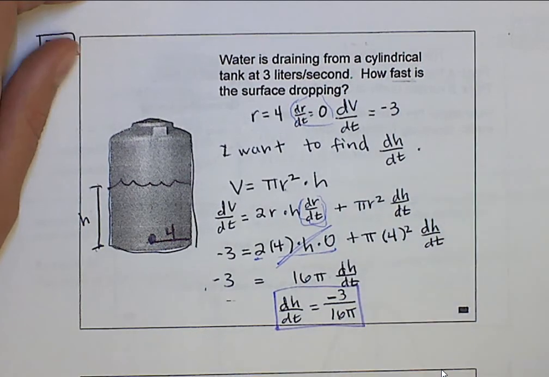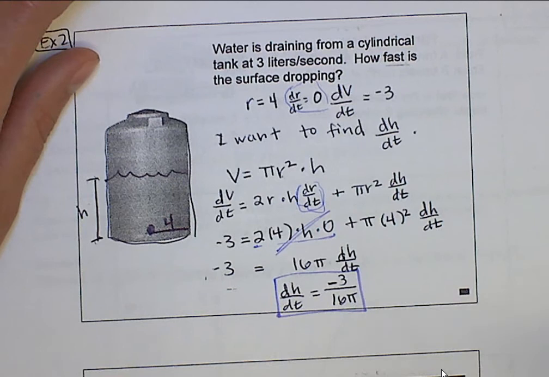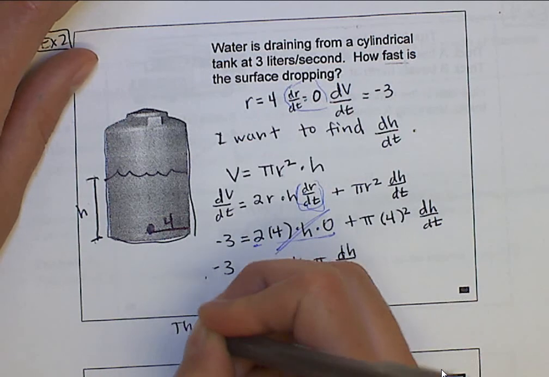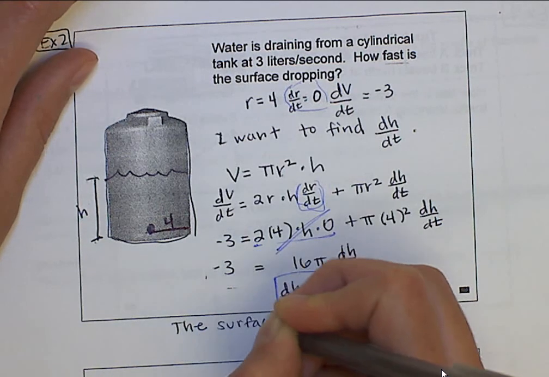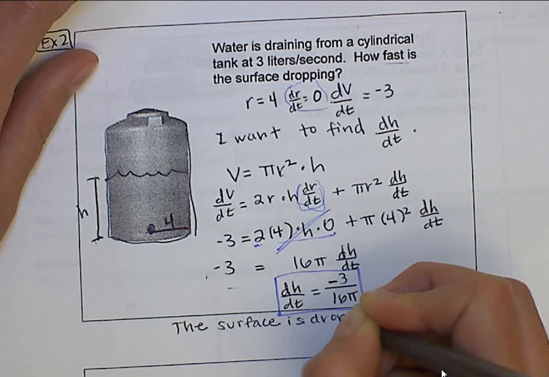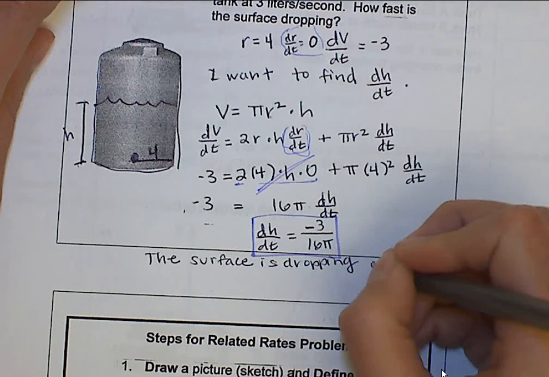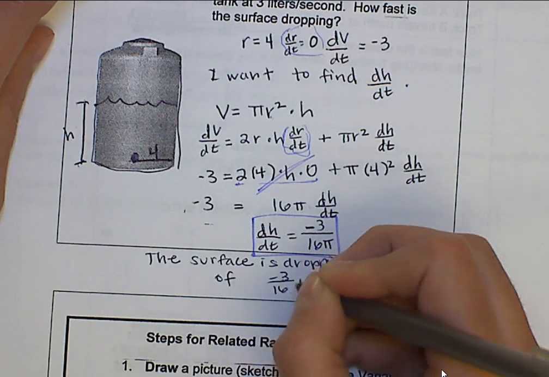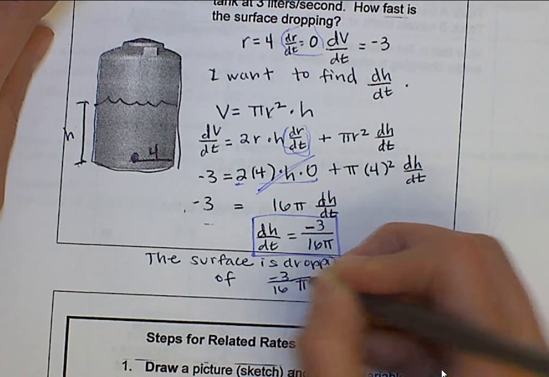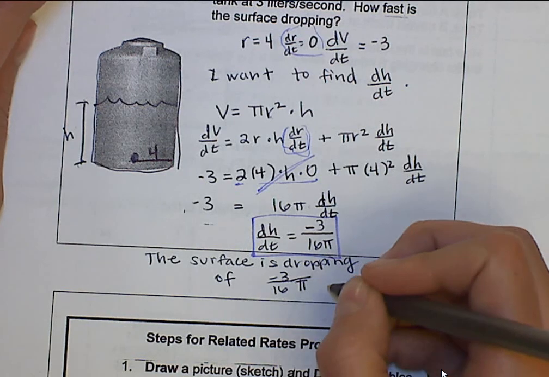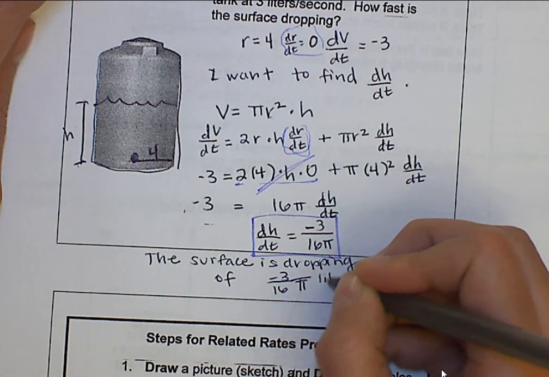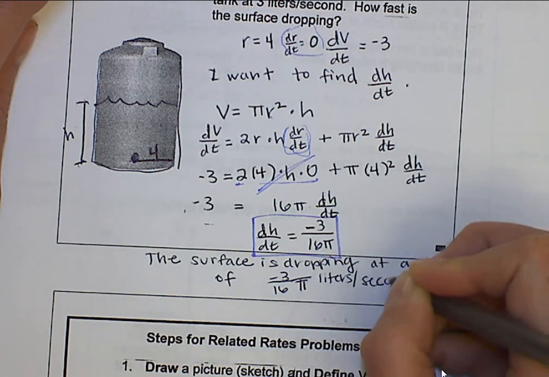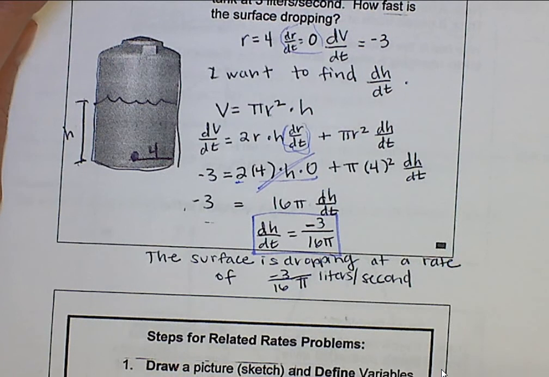And we can rewrite it as a sentence. So the surface is dropping at a rate of -3 over 16 pi liters per second. Okay. And that's it.